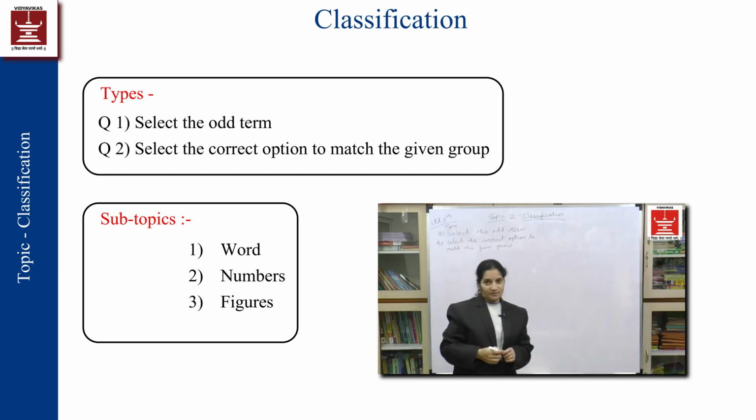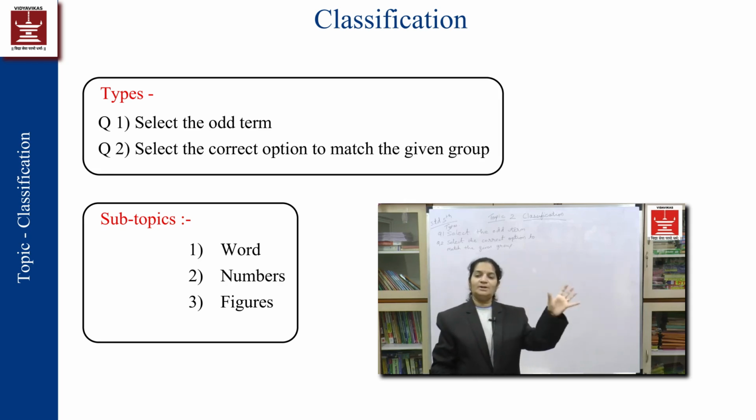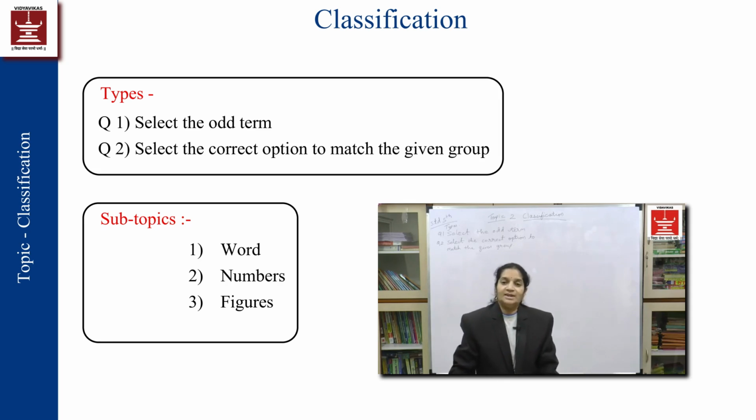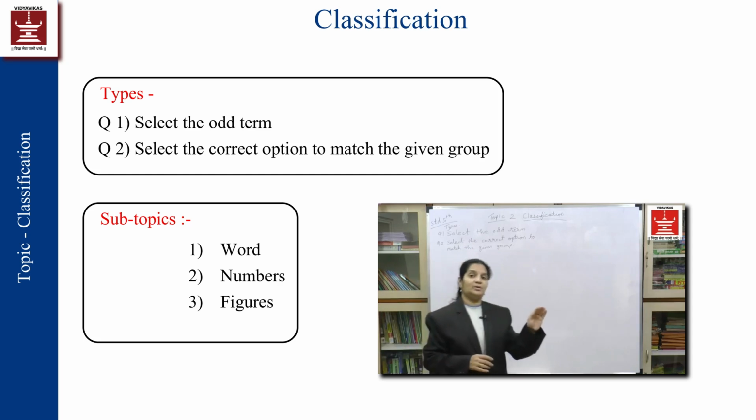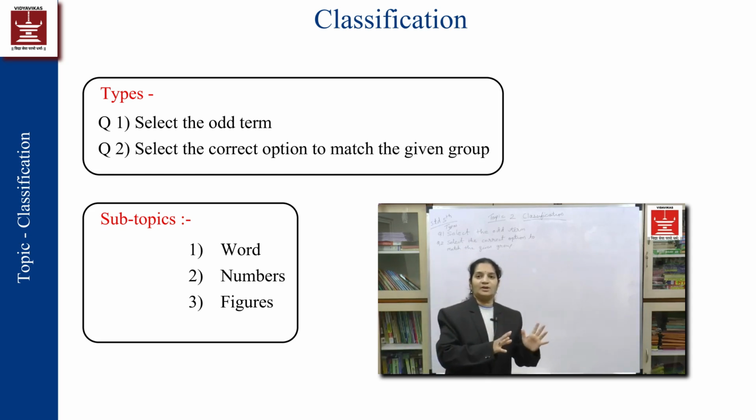So either I've been given a group. When a group of words, group of numbers, something like that is given, then you have to find out what is the similarity between all those words. And then from my options, I'll have to select which word is going to fit in that group. That is the second type of question. In the first type of question, 4 options are given. You have to find out the similarity between 3 of them, and the 4th one which doesn't possess that similarity is going to be odd.